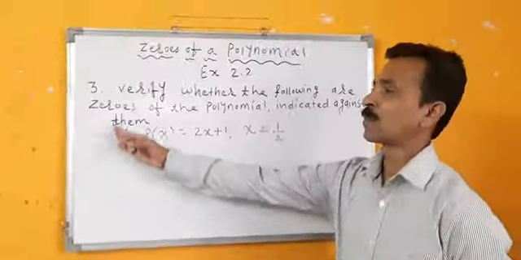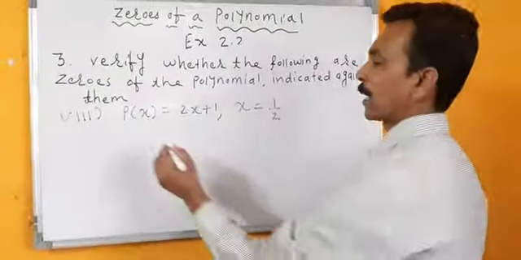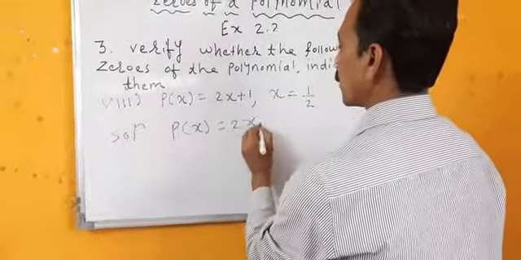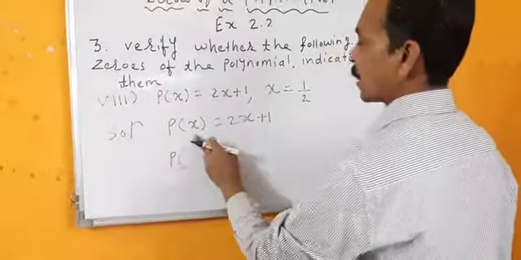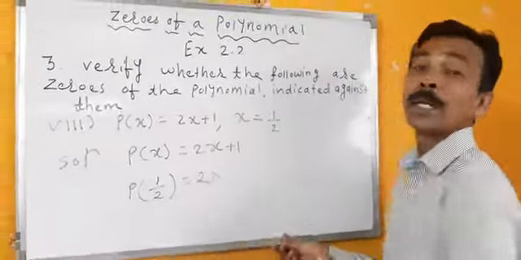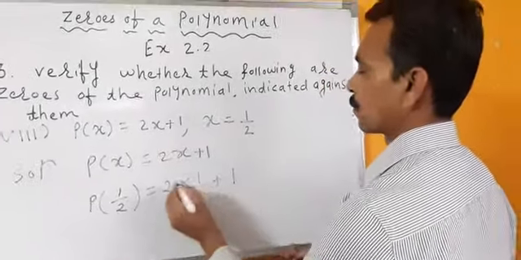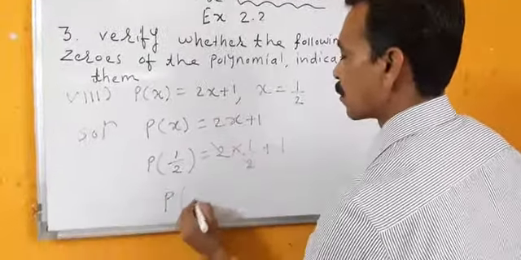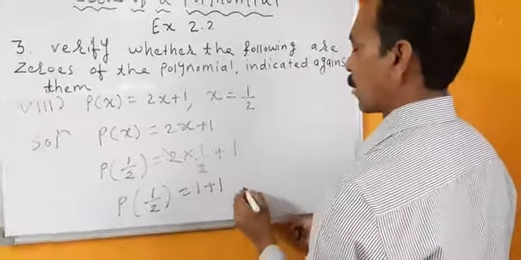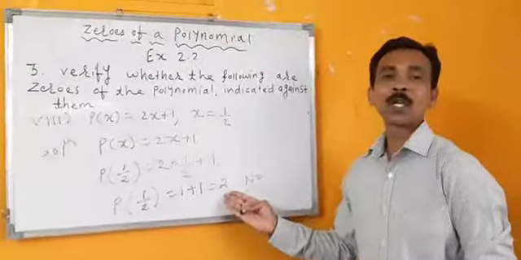The last sum of question number 3. P of x is equal to 2x plus 1 where x is equal to 1 by 2. I will write here again, P of x is equal to 2x plus 1. P of, what is the value of x? So it becomes P of 1 by 2 is equal to 2x, means 2 into x, the value of x, 1 by 2, plus 1. This 2 gets cancelled. P of 1 by 2 is equal to, what is left here? 1 plus 1 is equal to 2. The answer is no. Why? The remainder is not 0.